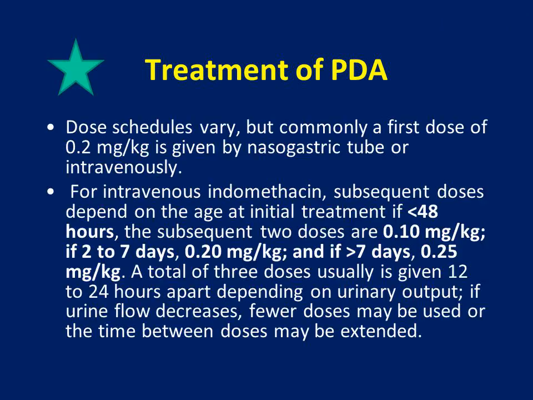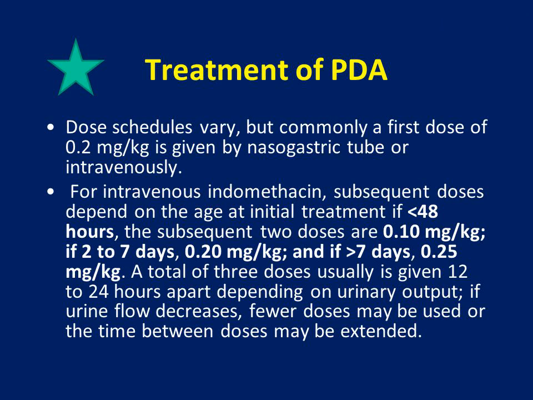The effects of indomethacin apparently are best when it is administered before 10 days of age and in less mature infants. Dose schedules vary, but commonly a first dose of 0.2 mg/kg is given by nasogastric tube or intravenously. For intravenous indomethacin, subsequent doses depend on the age at initial treatment. If less than 48 hours, the subsequent 2 doses are 0.10 mg/kg; if 2 to 7 days, 0.20 mg/kg; and if greater than 7 days, 0.25 mg/kg.